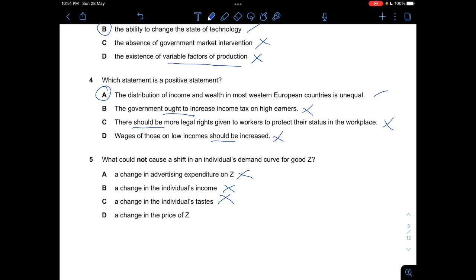D, a change in price of Z will only result in a movement along the demand curve, because a change in price of Z would mostly be, let's say there's an increase in cost of production, this will shift the supply curve to the left, or there's a decrease in cost of production, it will shift the supply curve to the right. This will result in a point moving along the demand curve, so it will change the price. But the change of price would not result in the individual's demand curve shifting left or right. So the answer is D.